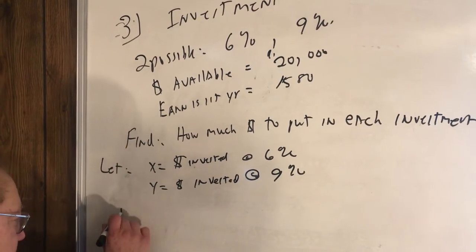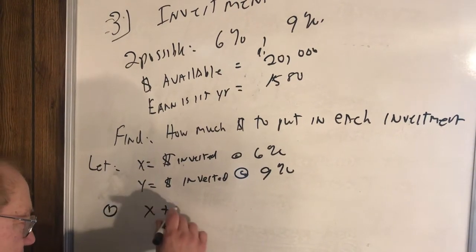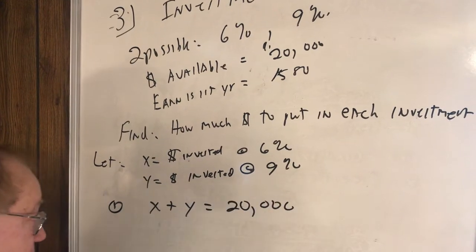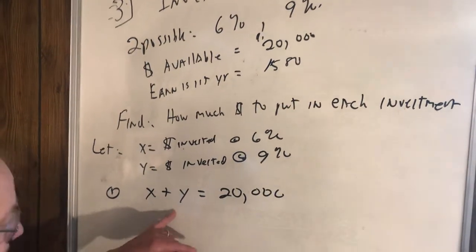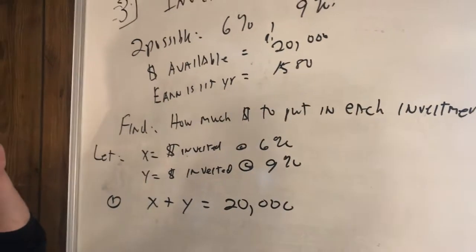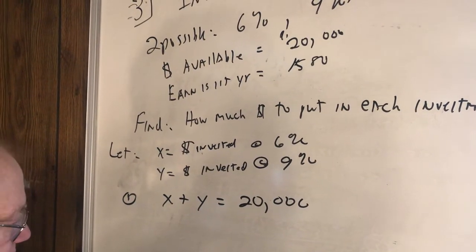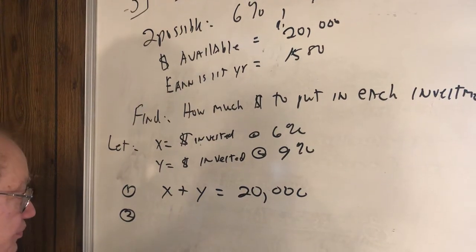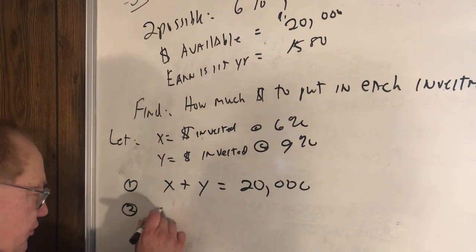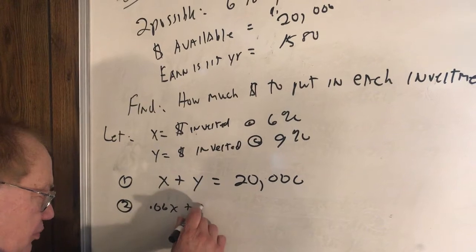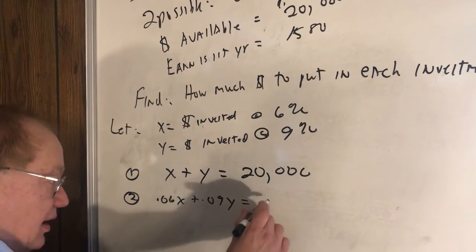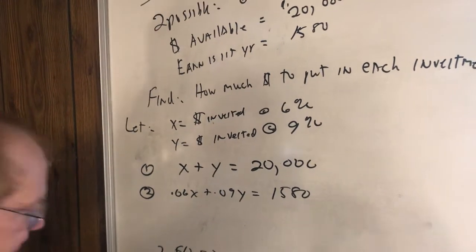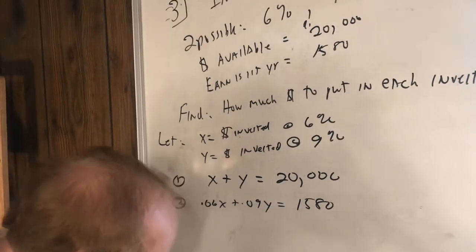So, first equation: x plus y equals how much money I want to spend. When I add up the dollars, I want to have spent all the $20,000 available. Then I want to know how much money I'm going to earn, so it's 0.06x plus 0.09y, and I want to earn 1580. So now I have a system of equations.